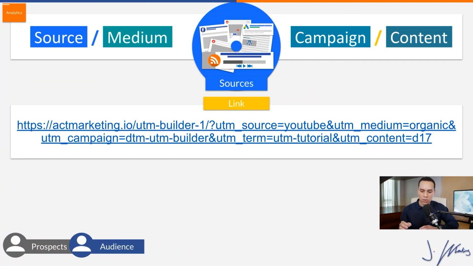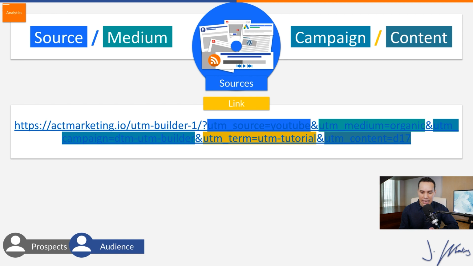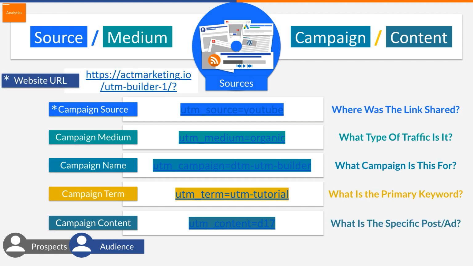So taking a look at this URL, you've probably seen one similar before where there's a bunch of random text on the end of it, and you're like, what on earth is going on here? So if we highlight it and break it down a little bit, you'll actually see that this is information that's being sent over to Google Analytics. So the first part, UTM source, where was the link shared? What type of traffic is it for the medium? Campaign, what campaign is this for? Primary keyword. We're actually going to skip that for now because that's a little advanced. And then what is the specific post or ad?